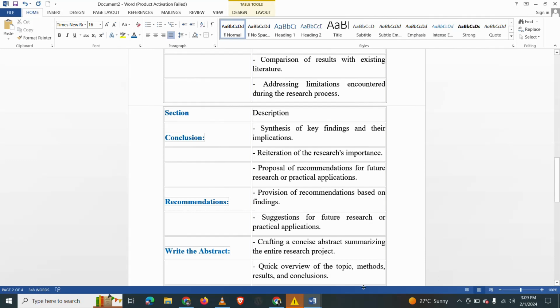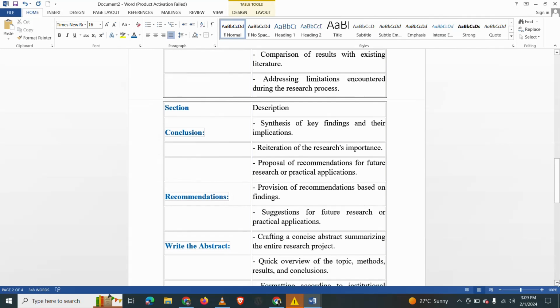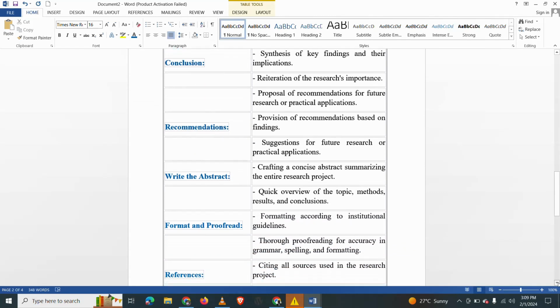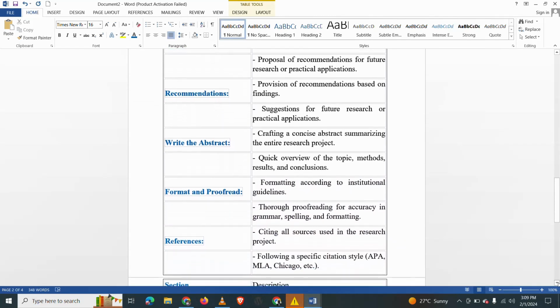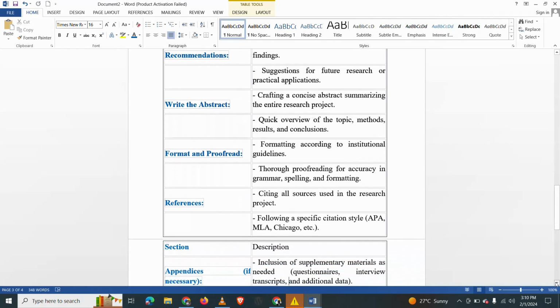So after you are through with the conclusion, what are your recommendations based on the findings? What would you recommend? If applicable, recommendations for future research or practical applications are provided based on the findings, like I said. So then the abstract part also is very important. The abstract part is very important.